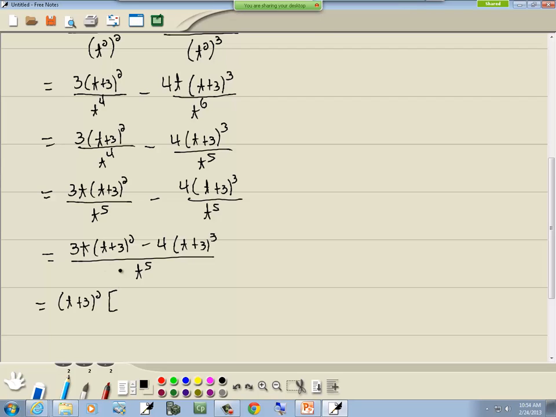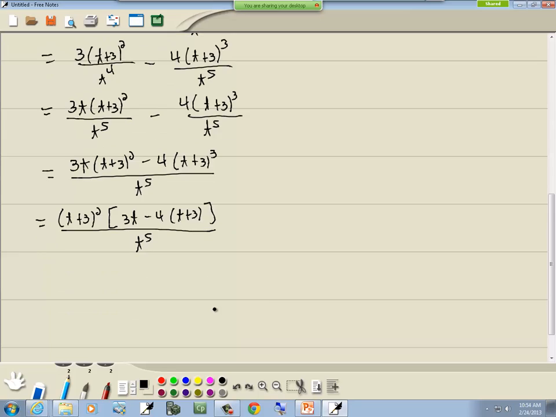And let's see what that leaves us. Leaves us 3t there minus 4 times t plus 3 over t to the fifth. Now there was 3 t plus 3's here, so I took 2 of them away, and that left me just 1 t plus 3. Okay, so that gives us t plus 3 squared times 3t, negative 4 times t is negative 4t, negative 4 times 3 is negative 12, over t to the fifth.